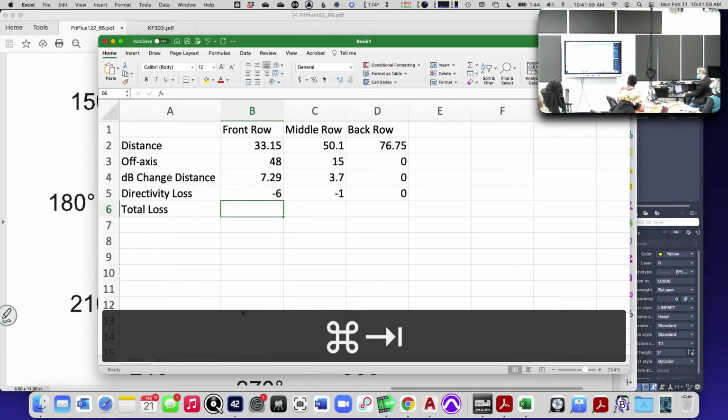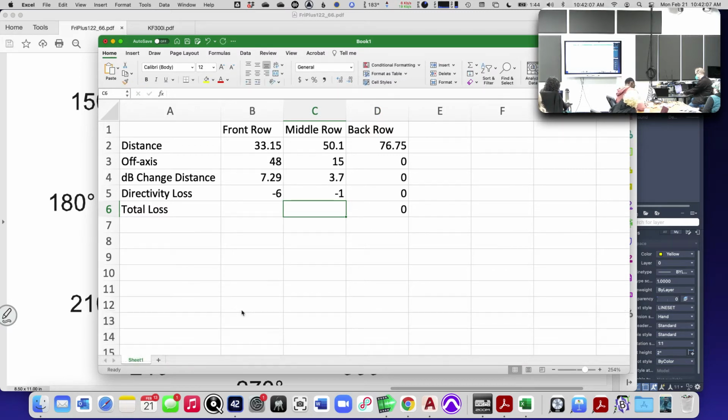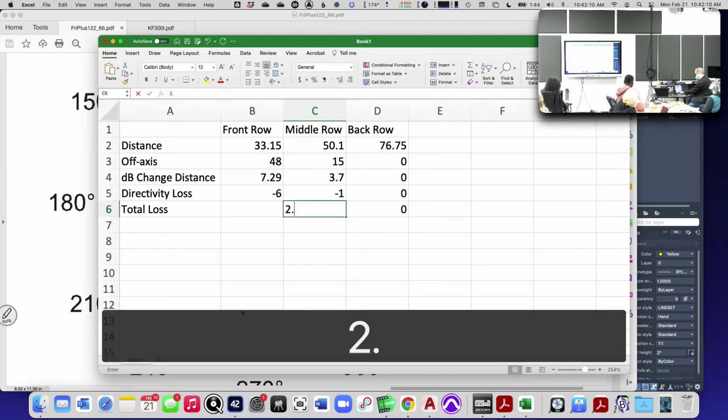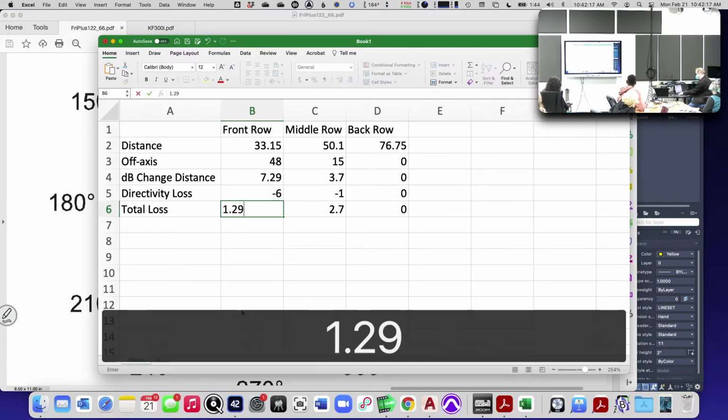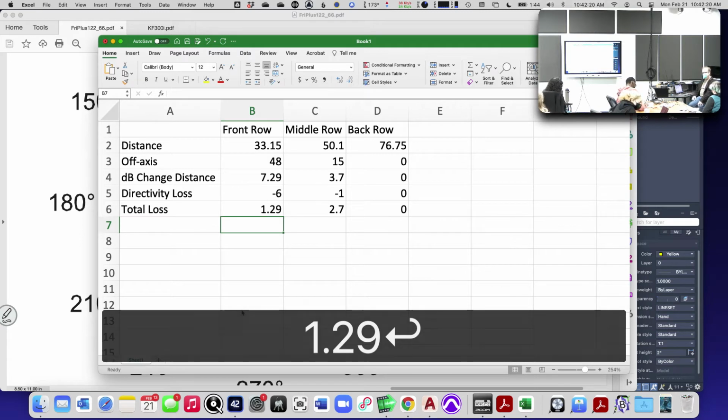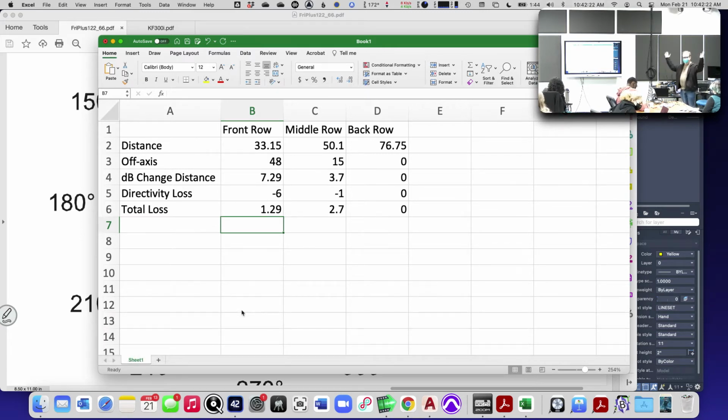Okay, so what's the net result here now? Back row is 0. Middle row is 2.7, right? Back row is 1.29. I'm going to get paid for this job. I have less than a 3 dB difference between front row to back row. And all I had to do was tip that loudspeaker up and aim it at the back row.